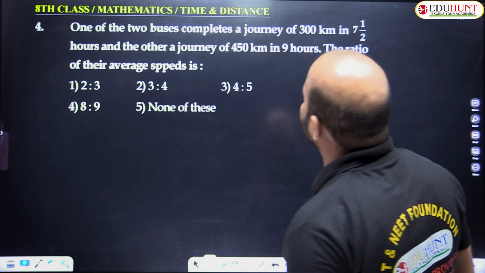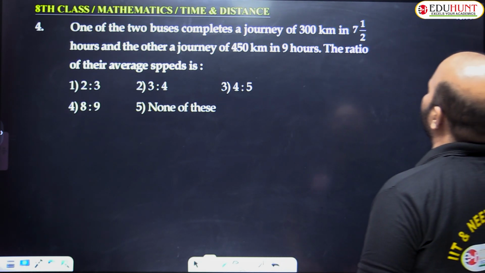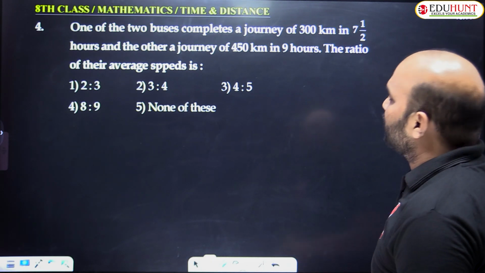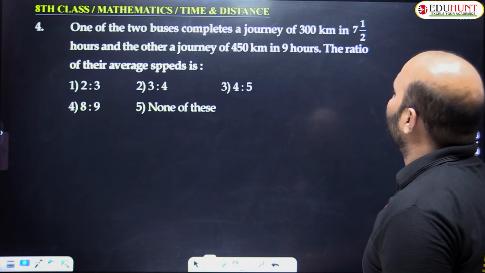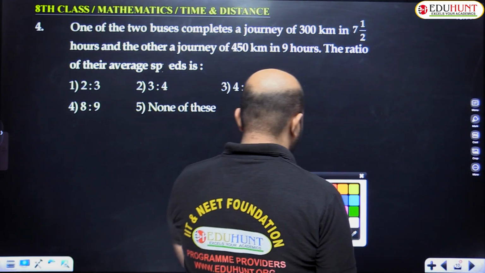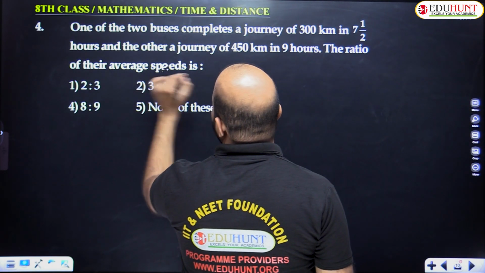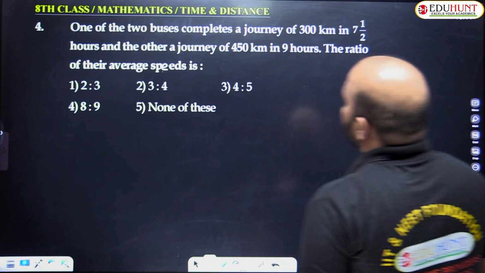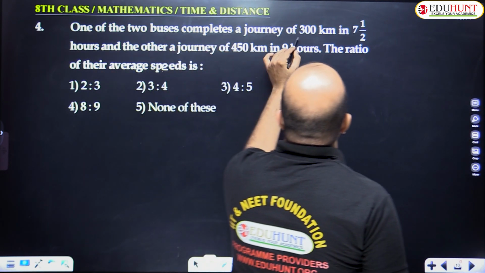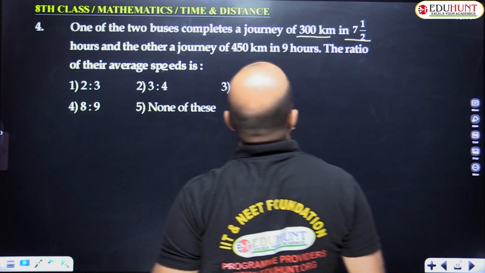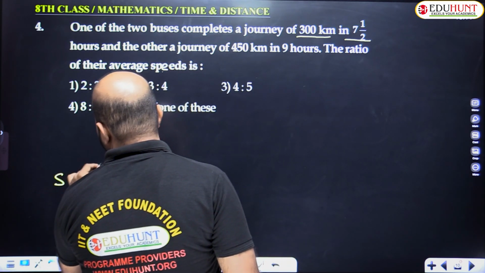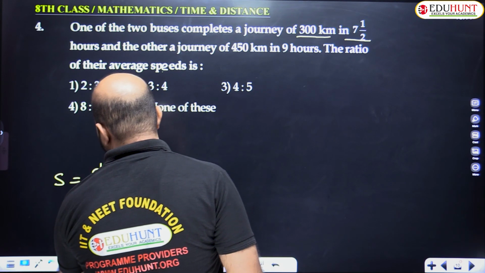One of the 2 buses completes a journey of 300 kilometers in 7.5 hours, and the other bus completes a journey of 450 kilometers in 9 hours. The ratio of their average speeds is what I am asking. So firstly, bus B1 covers 300 kilometers in how many hours? 7.5 hours. But finally what I am asking is speed. Speed equals the formula distance by time. Am I clear?